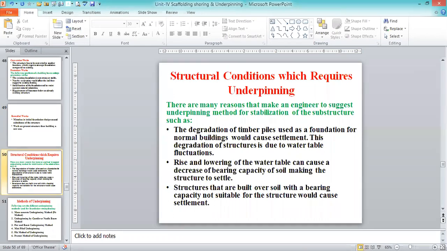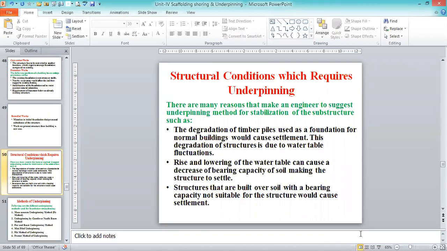Rise and lowering of the water table can cause a decrease of the bearing capacity of the soil, making the structure settle. Rise and lowering of the water table, that is the fluctuation in the water table, mainly from rainfall. Sometimes we don't have any rainfall, sometimes heavy rainfall will be there. This fluctuating water table will cause foundation settlement.